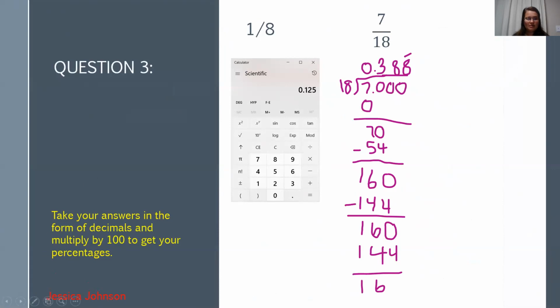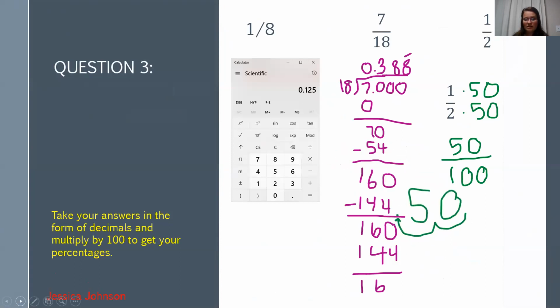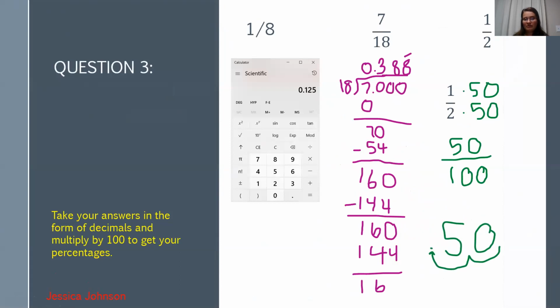Another method is to find a number that you can multiply the denominator by to make it 100. We can multiply 2 by 50 to equal 100. And what you do to the denominator, you must do to the numerator. And we can take 1 times 50 to equal 50. Now we have 50 over 100. Now write down just the numerator and move the decimal from the right to the left 2 times because 100 has 2 zeros. And we get 50%. Isn't that neat? I love it.